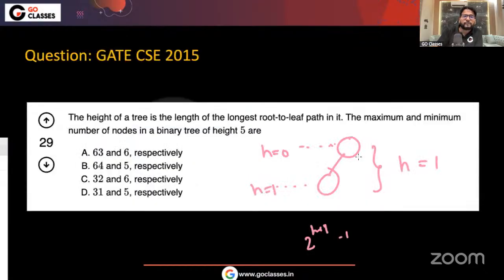Is this okay, everyone? So 2 power h plus 1 minus 1, it would be maximum. We have done these kind of things, right? If you are attending the lecture late, then in the starting we have done this minimum number of nodes, maximum number of nodes kind of thing.